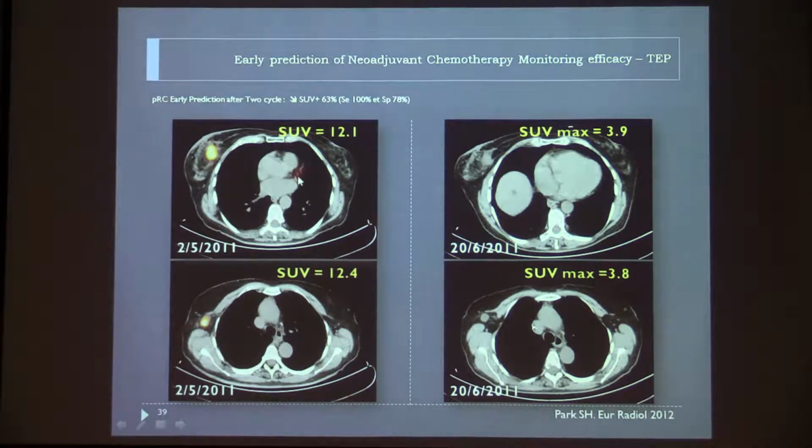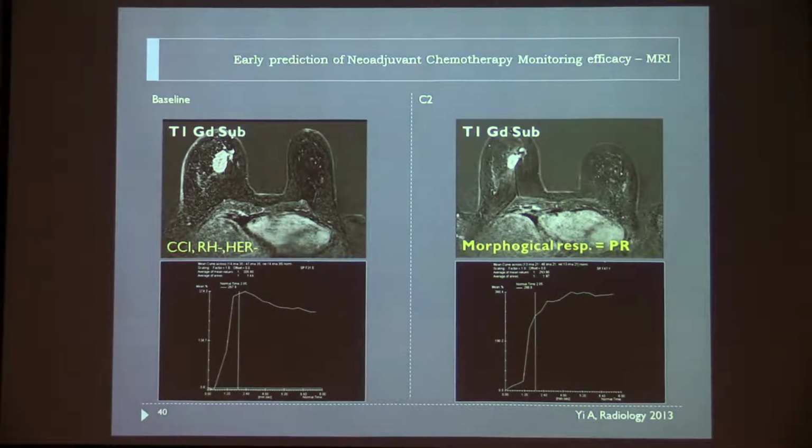Is diffusion useful after 2 cycles of chemotherapy for this locally advanced breast cancer? Actually, this is exactly like the PET scan. PET scan is very useful, as you know. After 2 cycles of chemotherapy, if the uptake disappears completely, this patient is going to have a complete response. And in diffusion, this is the same.